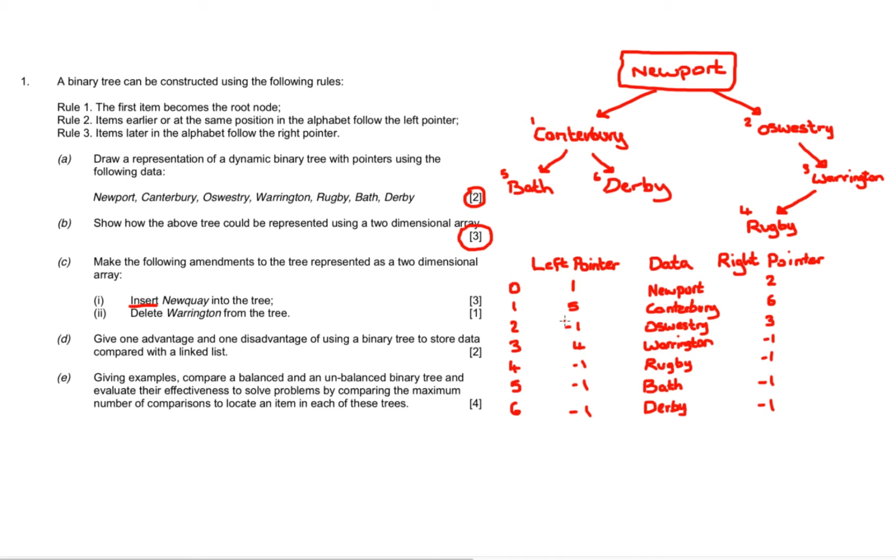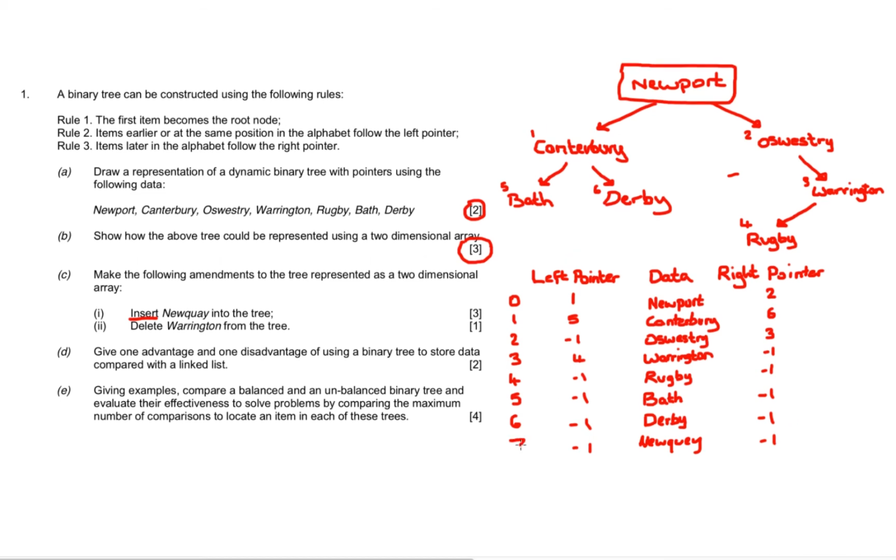Now we need to change our table to reflect that. So I add a new position on the end, which is position 7, and I insert Newquay into my table. Newquay will have no children because it's to the left of Oswestry. Therefore, I indicate that using -1 for the left pointer and -1 for the right pointer. And the last thing to do for my 3rd mark is to change Oswestry's left pointer to point to my new data of Newquay, which is 7. And so far, I've got 3 marks out of the 4. The last mark is to delete Warrington from the tree.